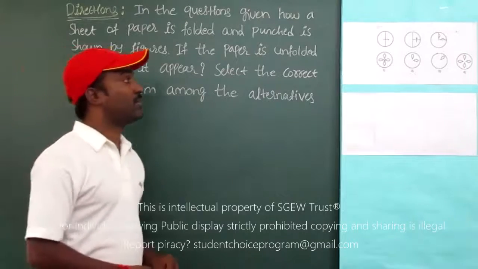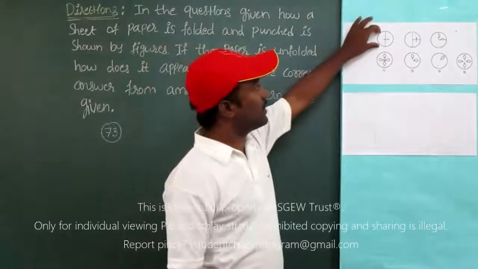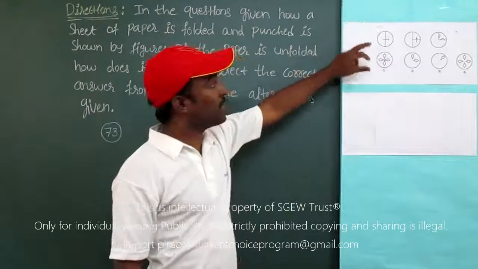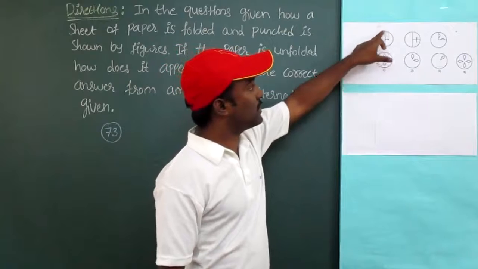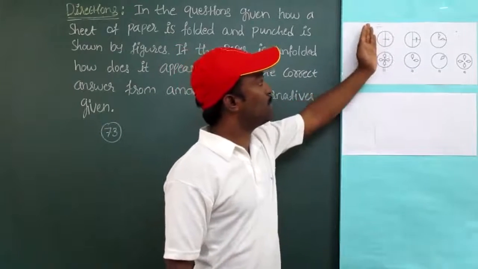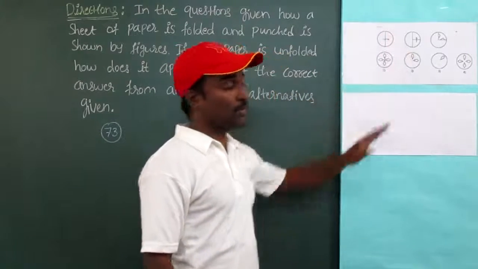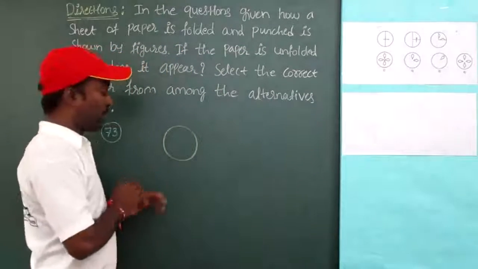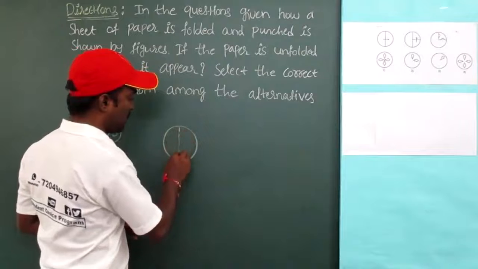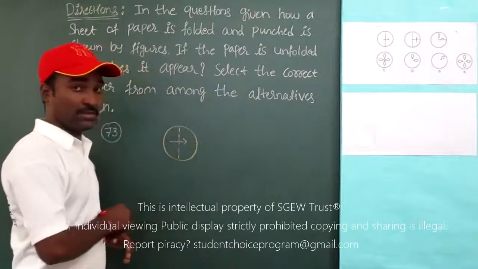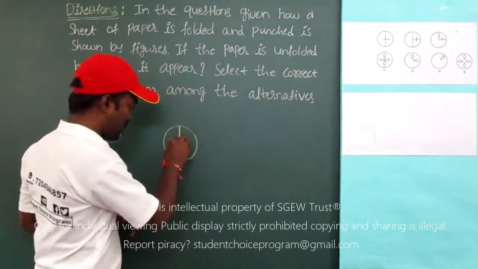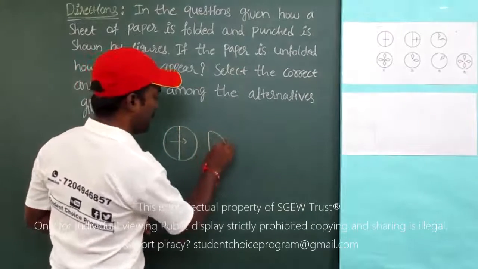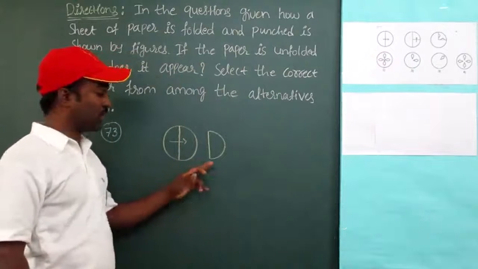So here they have given the figure. This shows how the given paper is folded. This arrow shows that this circle is folded like this. Here I am having a circle on paper and the direction is shown like this. That means this is folded like this, and after folding, this will appear like this.